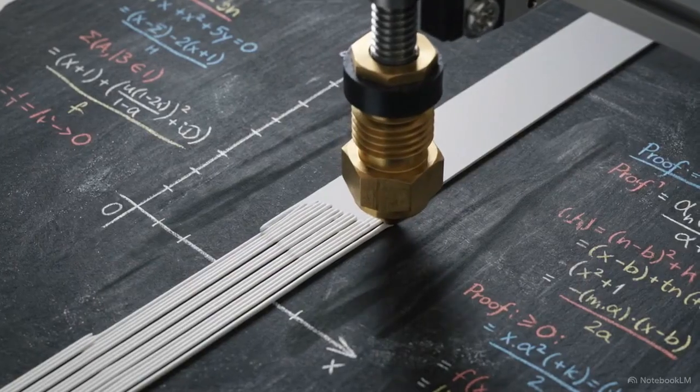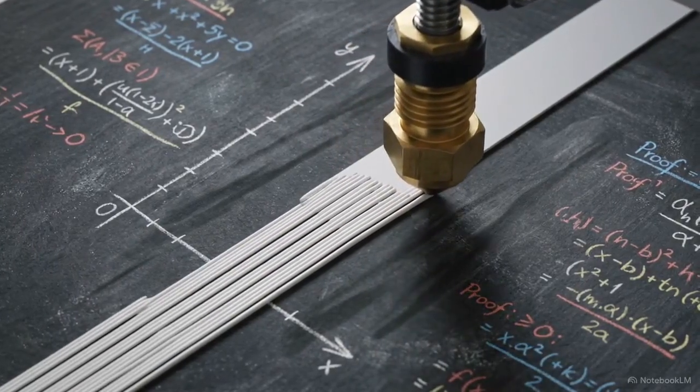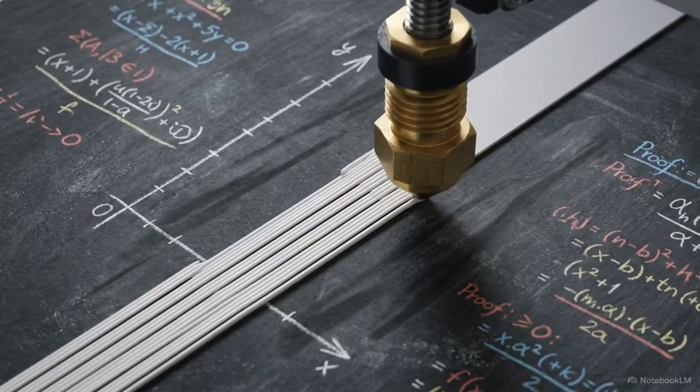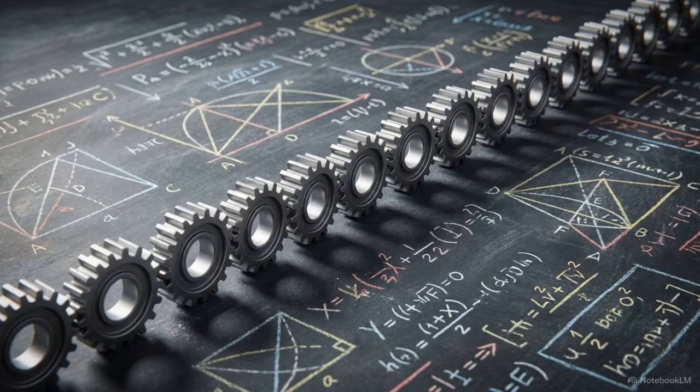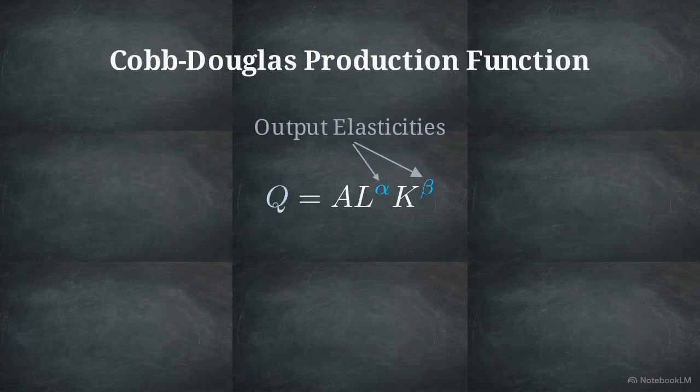Constant returns is not merely a theory, it is the definitive mathematical baseline for stable linear replication in any system, dictating that growth can happen without altering internal efficiency. To isolate exactly when a system deviates from that baseline, economists use a specific equation, the Cobb-Douglas production function.